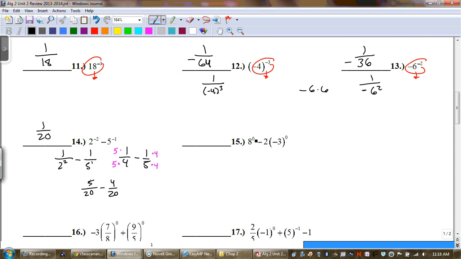Number 18, remember when your exponent is 0, your base turns into 1. So you have 1 minus 2 to the first power, or 2 times 1, I mean. 2 times 1 is 2, and 1 minus 2 is negative 1.